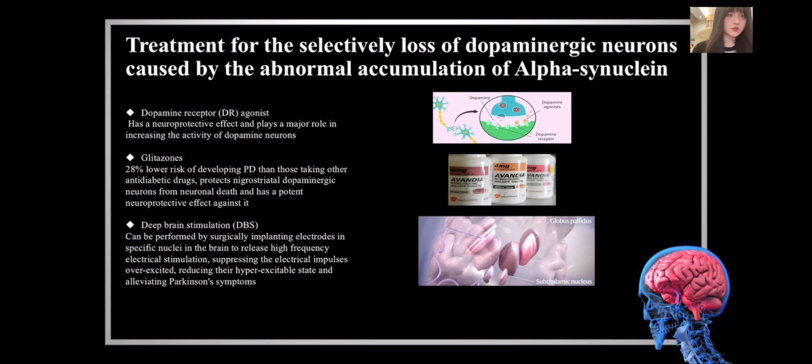However, phase 2 clinical trials have found that this drug is unlikely to alter early Parkinson's disease progression and is not suitable for further study. Meanwhile, deep brain stimulation can be performed surgically, implanting electrodes in specific nuclei in the brain to release high-frequency electrical stimulation, thereby suppressing the electrical impulses of these neurons that are overexcited due to a decrease in dopaminergic neurons, reducing their hyperexcitable state and alleviating Parkinson's symptoms.